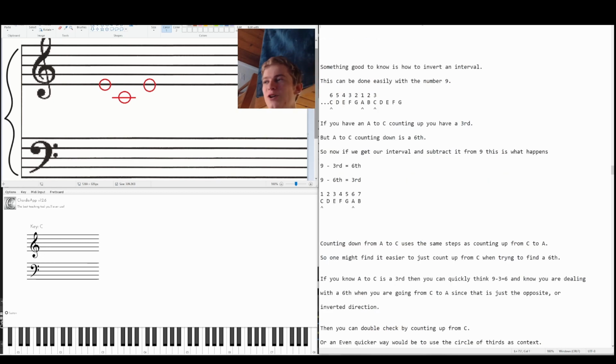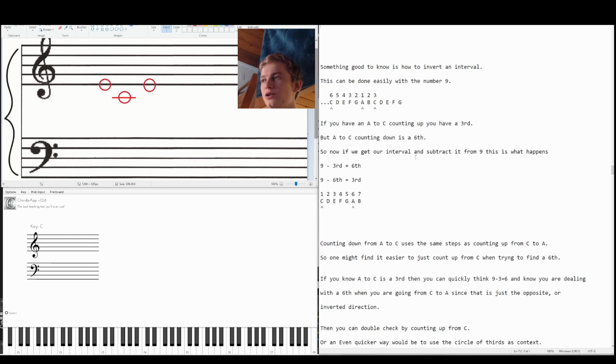Okay, something good to know is how to invert an interval. This can easily be done with the number 9. So we're going to look at A to C counting up. If we count A to C up, A, B, C, we have a third. But if we count A to C down, we have a 6th, okay? And just to make that visual, if you want to pause the video, you can see that we have A to C going down, and that creates the 6th.